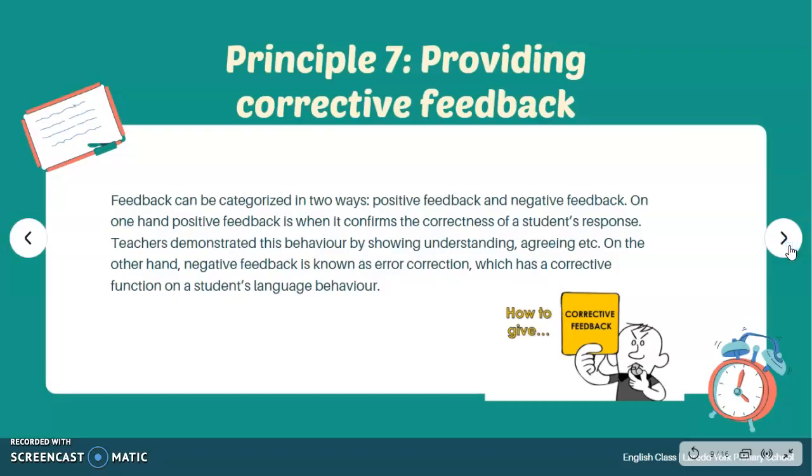The seventh principle is providing corrective feedback. Feedback can be categorized in two ways, positive and negative feedback. The first is when it confirms the correctness of a student's response, and the second is known as error correction, which has a corrective function on a student's language behavior.